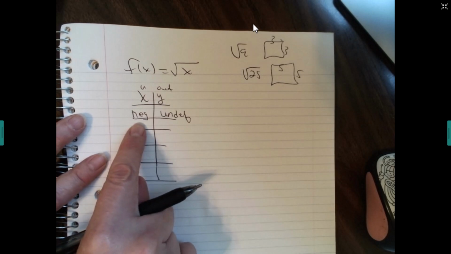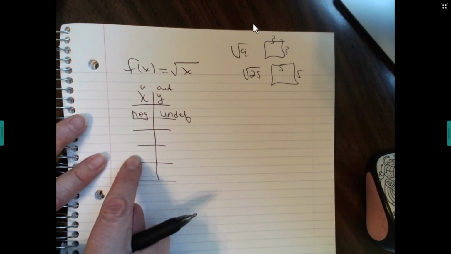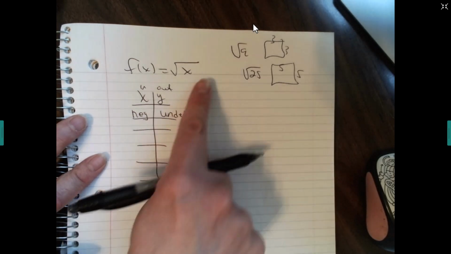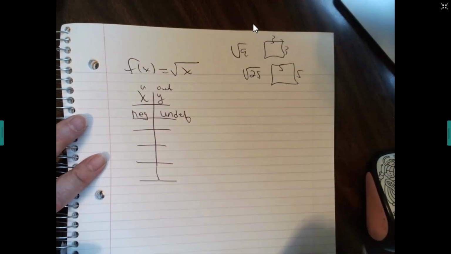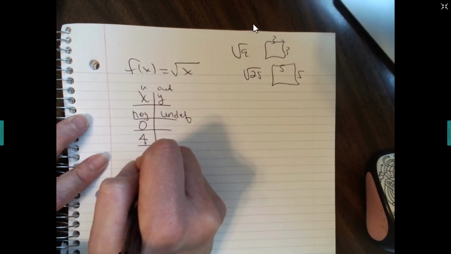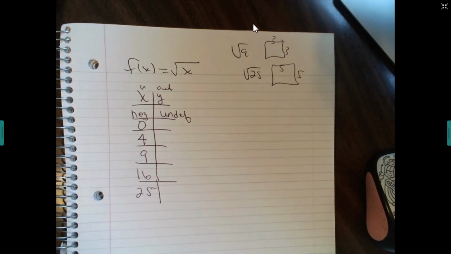I could go 0, I could sub in 0.5, I could sub in 1.28936, but I'm going to be strategic because I know there's infinite many points. I'm going to pick friendly numbers so that when I do the input and output, it's friendly. So 0 is friendly. Square root of 4 is friendly. Square root of 9 is friendly. 16 is friendly. 25, those are all friendly numbers.